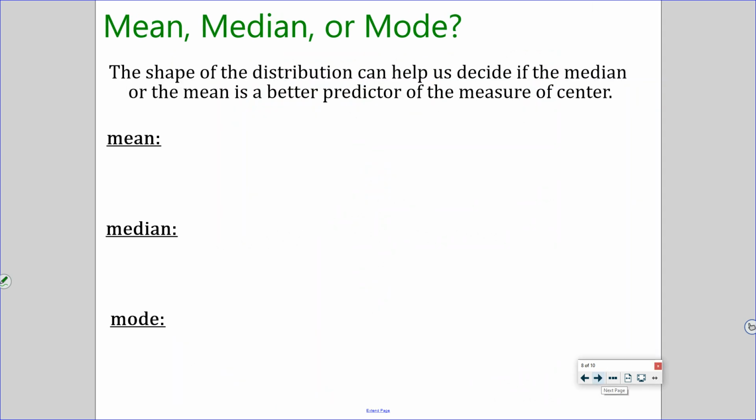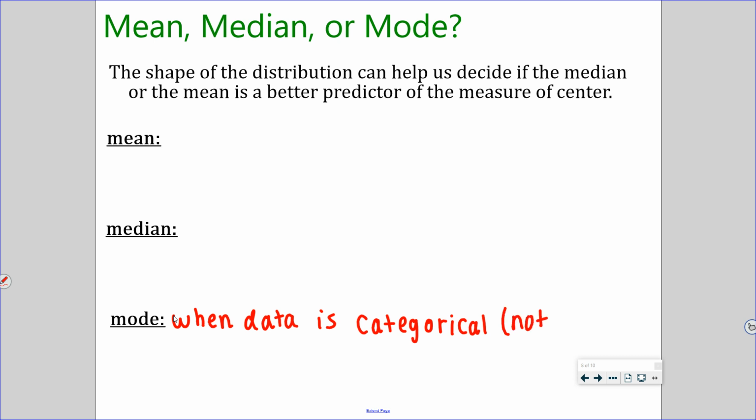The shape of the distribution can help us decide if the median or the mean is a better predictor. The only time the mode is preferred is when the data is not numerical, or categorical. Or, I mean, it still can be numerical, but if it says which of these values occur the most often? So obviously just look for the keywords that indicate mode. But usually if it's not numerical, we use the mode to measure the center.